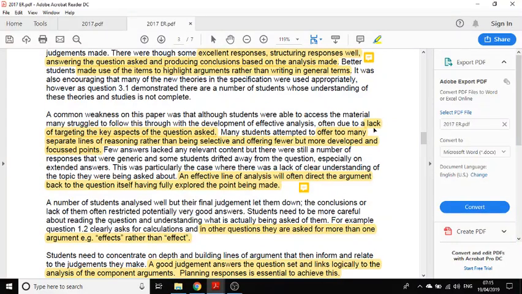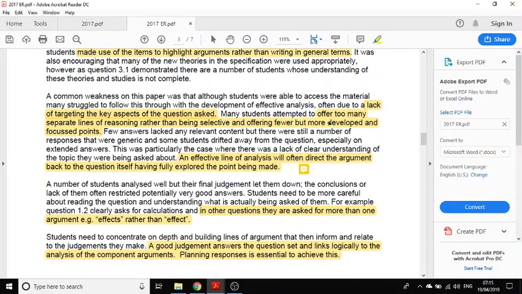So a weakness with the paper is that students didn't answer the question that was asked. Other students offered too many separate lines of reasoning, but rather than being selective and offering fewer but more developed and focused points. So this idea of planning your answer, combining data, that's going to enable you to build a complex argument, right? The examiner doesn't want to see lots and lots of arguments. They want to see you develop a complex argument that combines bits of data in your analysis.